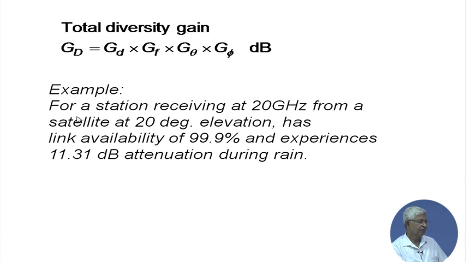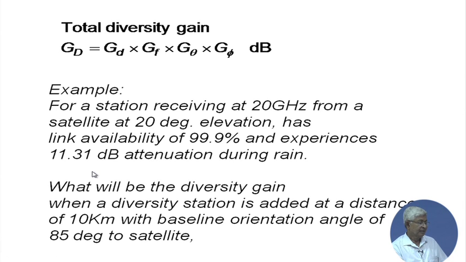That is, for a station receiving at 20 gigahertz from a satellite at 20 degree elevation, which has a link availability of 99.9% and experiences 11.31 dB attenuation during the day. Now what will be the diversity gain if a diversity station is added at a distance of 10 km with a baseline orientation angle of 85 degrees to the satellite?